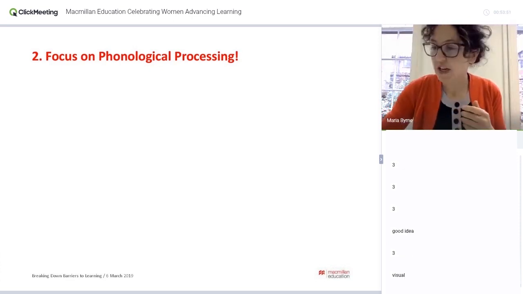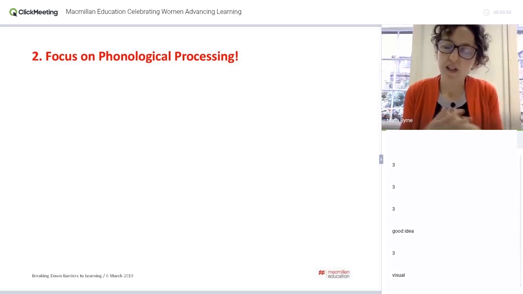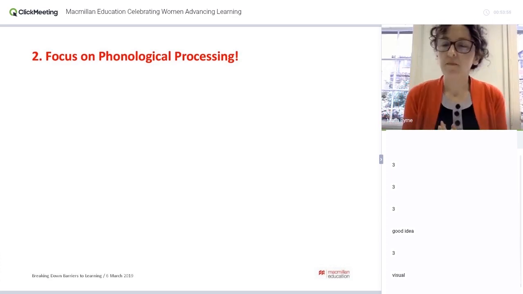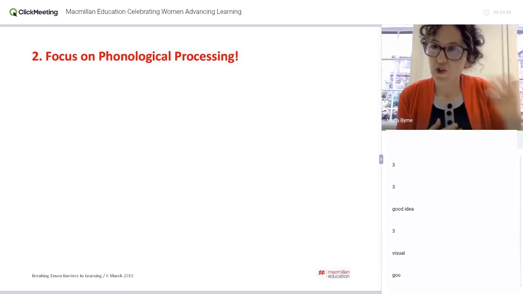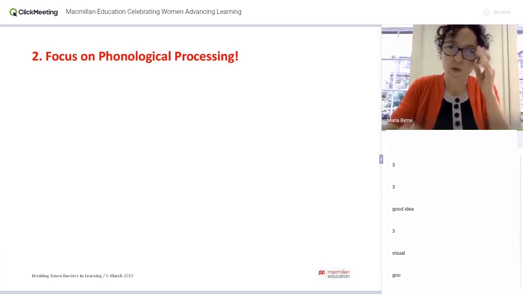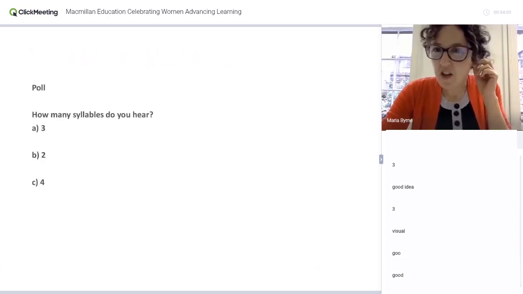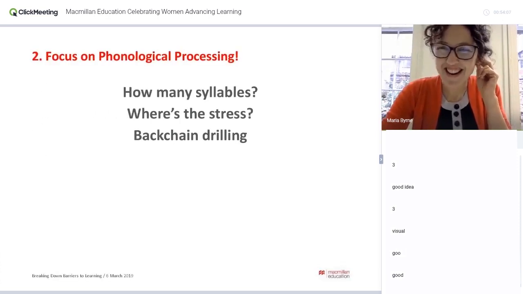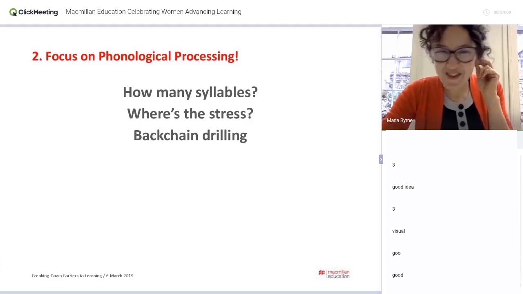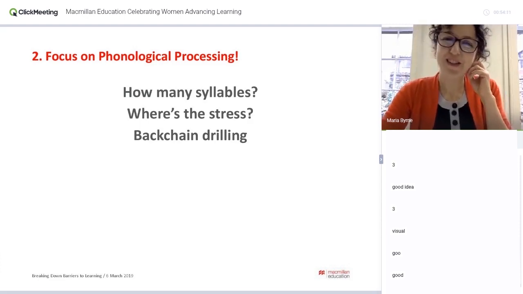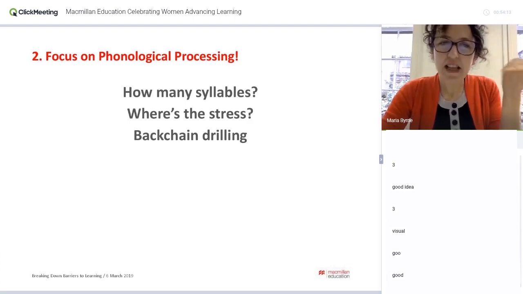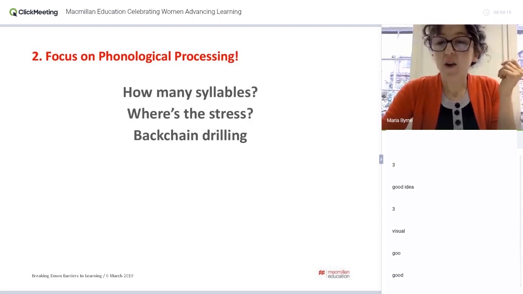Another one of my favourites is back chain drilling. For example, if I say, "potato, potato," the students have to repeat the word. Now I'd better go on a bit quicker because we're running out of time. So here I've got, just to summarise, focus on phonological processing. Ask students how many syllables they hear, where's the stress, and also back chain drilling.